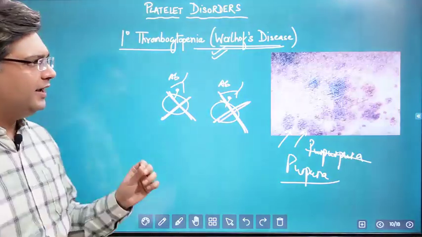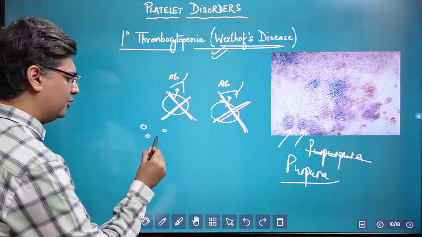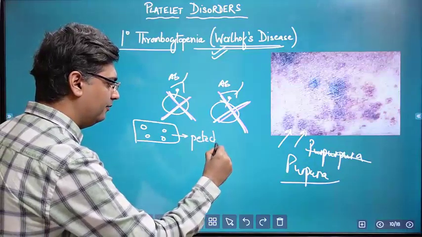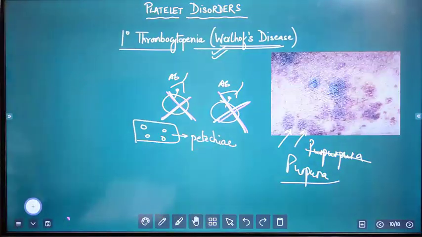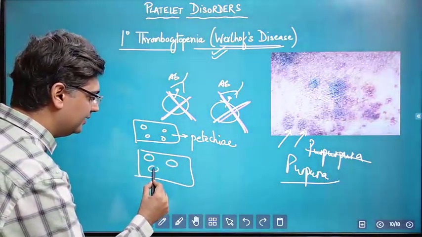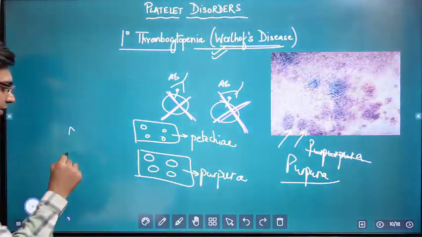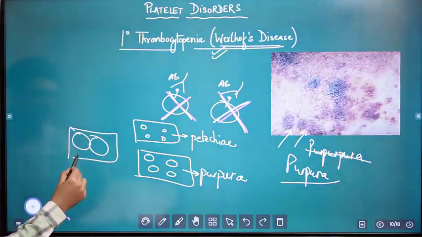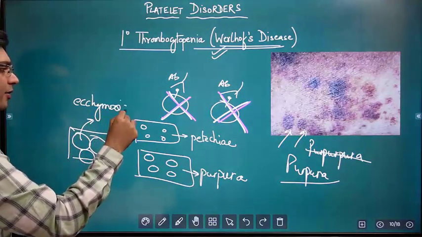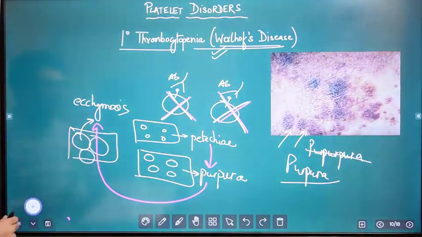Now they can vary in size. If you have small micro bleeding points, then these are called petechiae. Now when they are a little bigger in size like this, they are called purpura. When the purpura coalesce, they result in even bigger lesions like this, which are called ecchymosis. So always remember, the order is petechiae smallest in size, followed by purpura, and followed by the largest ones, which are called ecchymosis.